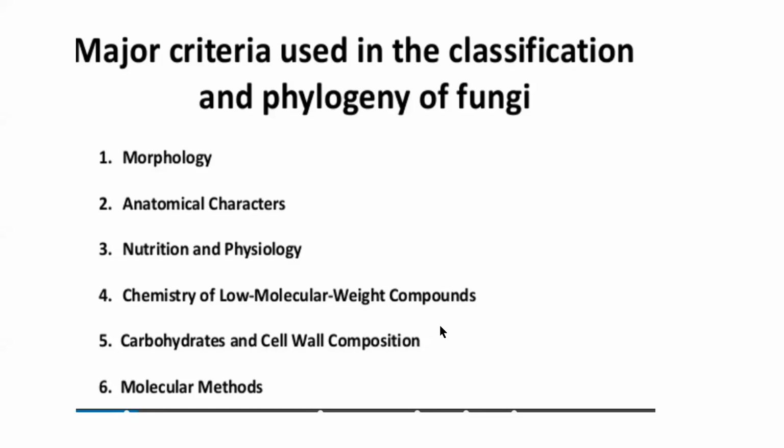So what is the classification based on? You need some characters. Based on that only classification is done. So what is the classification? You know, based on the morphological characters. வெளியில தெரியக்கூடிய பண்புகளை வைத்து they will classify the organism in different groups.